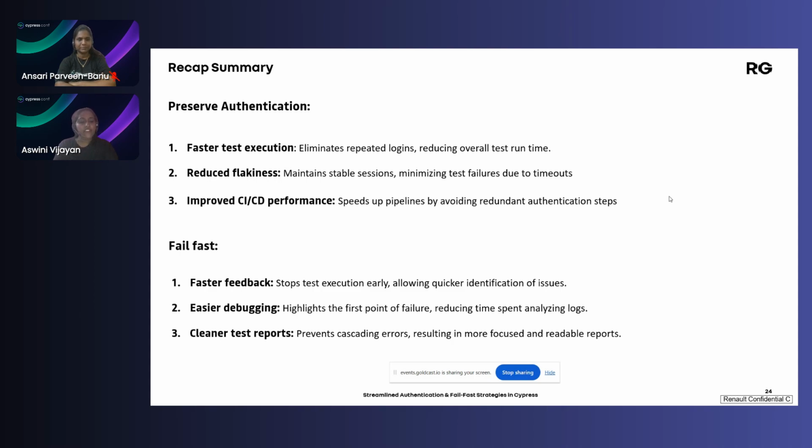Coming to fail fast, it saves time, reduces noise, and gives faster feedback. In a CI/CD pipeline, this means we can fix the first root cause instead of waiting for the full suite to complete. It is a small change in the test strategy which has a big impact on efficiency.